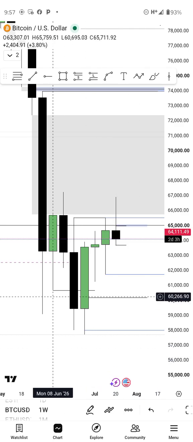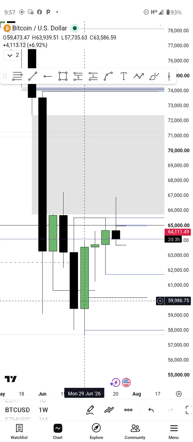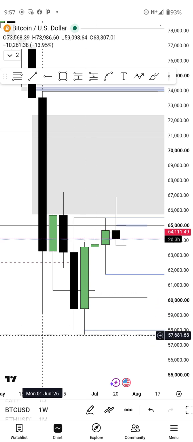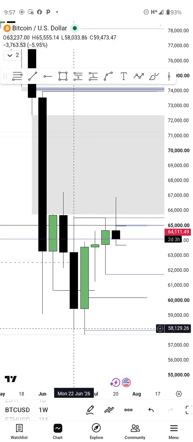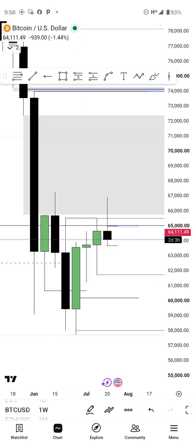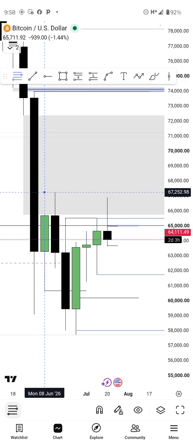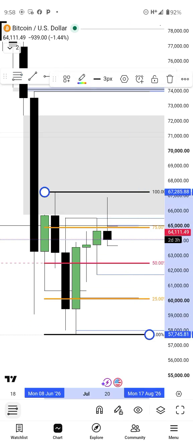So price will do what? Price has broken this structure, sweeping the liquidity to the left. SMT with Ethereum. Ethereum hasn't swept this week, showing relative strength in Ethereum. So right now, what are we doing? Let's measure from the upper side to the downside of the price. Let's see how everything went.